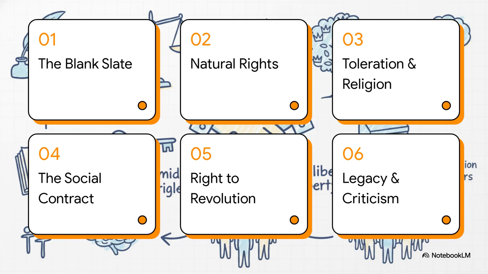Here is our roadmap for today's Explainer. We'll be looking at 6 key concepts, starting with the blank slate, moving on to natural rights and property, toleration and religion, the social contract, the right to revolution, and finally wrapping up with his legacy and criticism. It's a fascinating, logical progression that builds step by step from the intimate micro level of the human mind all the way out to the macro level of full-blown societal revolution.